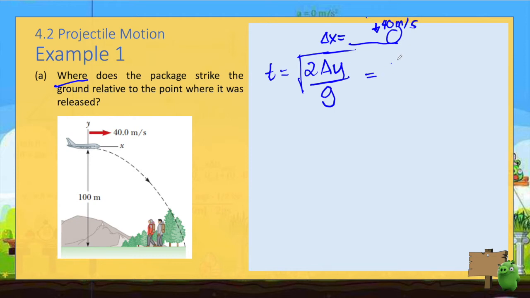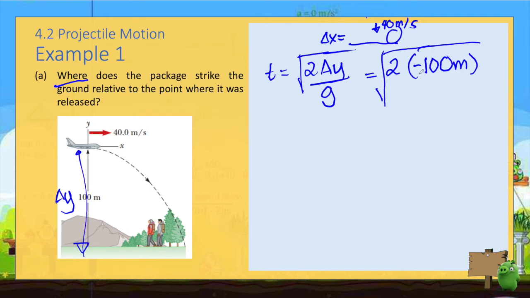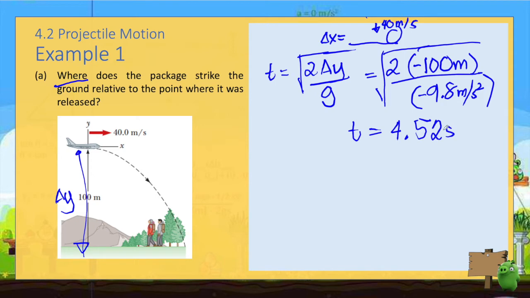So we have 2 times the change in y, that's the maximum height. Let's make that negative 100. Why did I make that negative 100? Because it's down, right? It's going down. Okay, negative 100, divided by negative 9.8 meters per second squared. If you solve that, you will have t equal to 4.52 seconds. And that is the time.